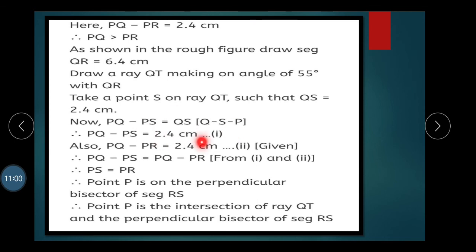So let us call that equation 1. PQ minus PR is equal to 2.4, equation 2, which is given. Here it was not given, we have just substituted the value. So now we will take these two equations, that is PQ minus PS is equal to PQ minus PR, from equation 1 and equation 2. On both sides PQ is there, so it will get cancelled. So PS is equal to PR. Point P is on the perpendicular bisector of seg RS. Therefore, point P is the intersection of ray QT and the perpendicular bisector of seg RS.